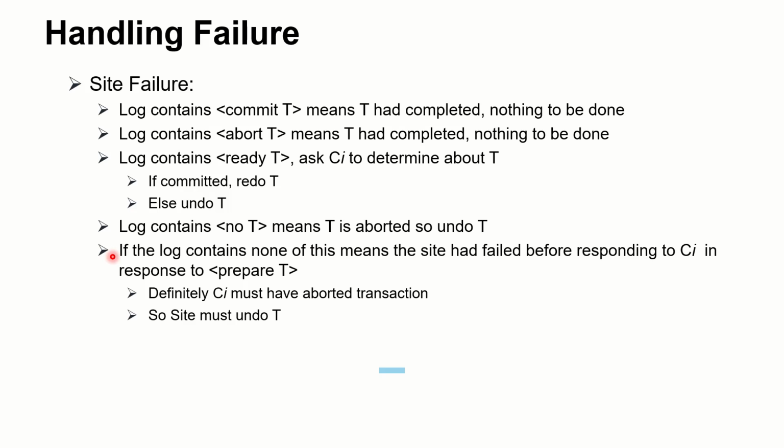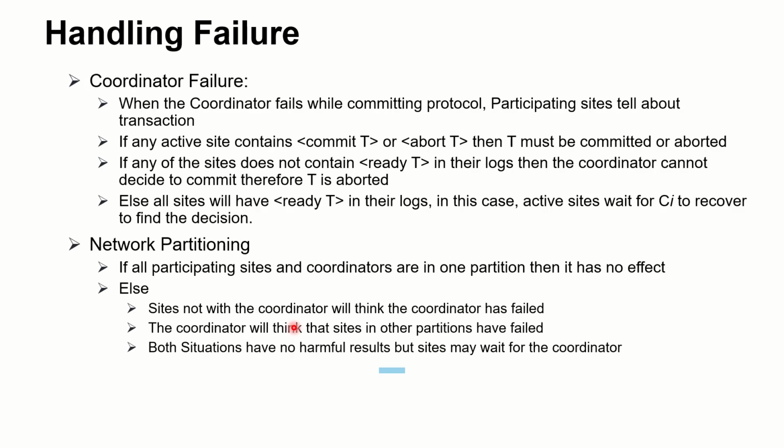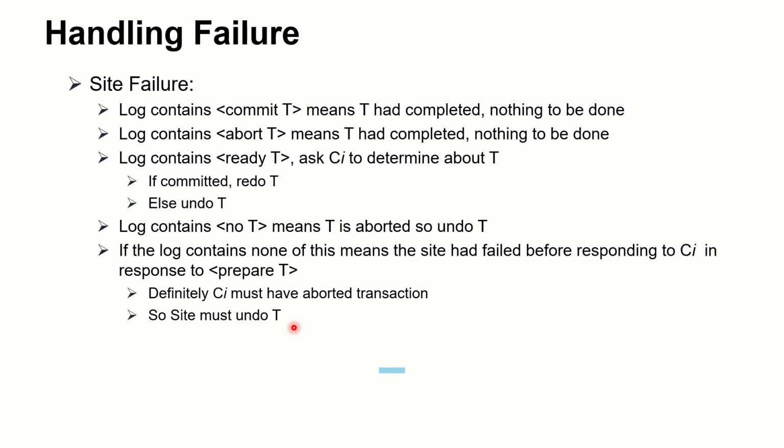If that site does not contain the ready record, that means it has not replied back to the coordinator for the prepare message. If the site hasn't replied to the prepare message, then definitely the coordinator cannot commit the transaction, because it hasn't got a ready message from all the sites. So the coordinator must have aborted the transaction, so the site must undo T, because the transaction is already aborted. So this was all about when the site fails.